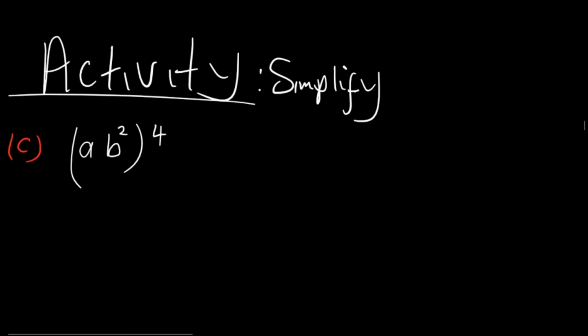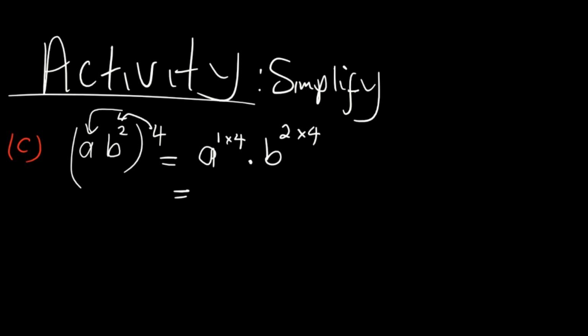Now we have ab to the power 2, all to the power 4. Remember that the power that is outside will multiply the powers that are inside. Meaning that we have a to the power of 1 multiplied by the 4, and b to the power of 2 multiplied by the 4. So the final answer will be a to the power of 4, because 1 times 4 is 4, multiplied by b to the power of 8, because 2 multiplied by 4 is 8. So this will be your final answer.